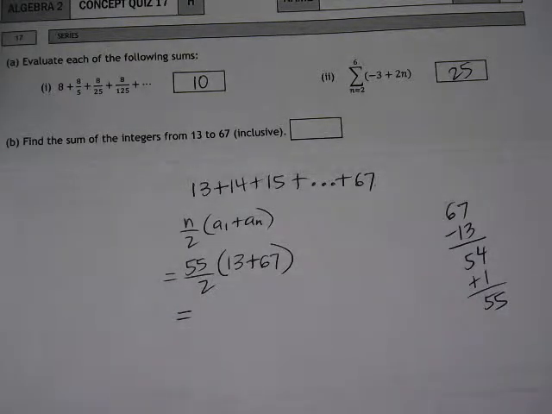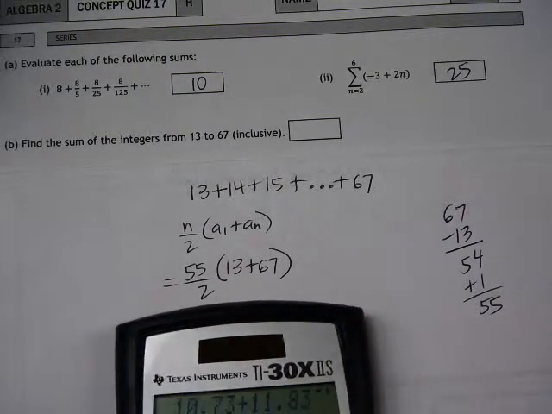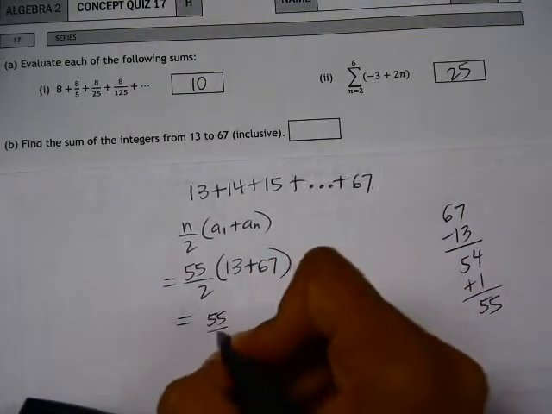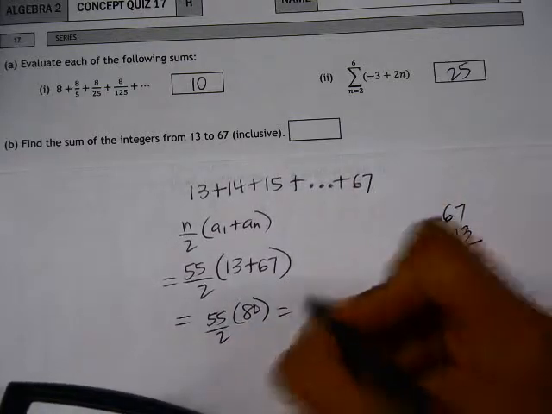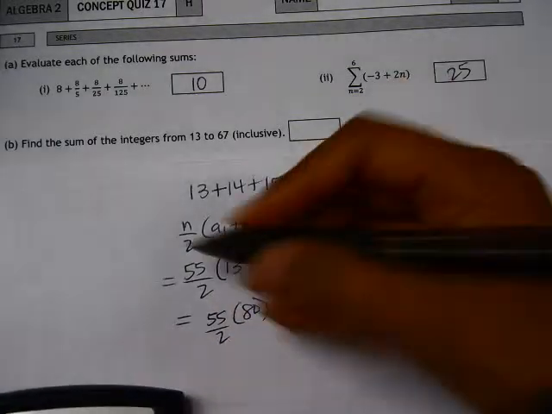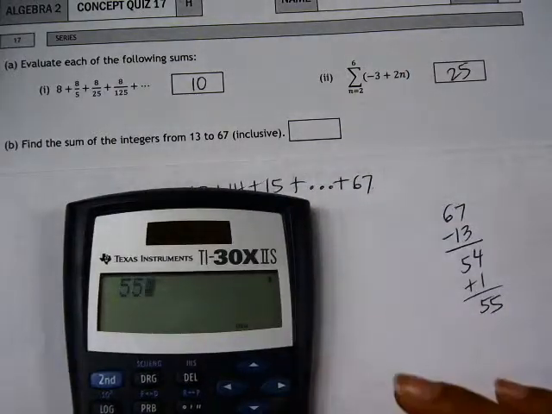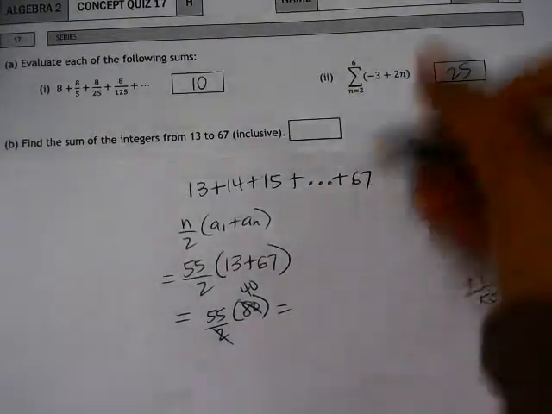Okay, so here we have 13 plus 67 is 80, and then I can reduce that, so that's 40. So I just need to do 55 times 40. Okay, 2200.